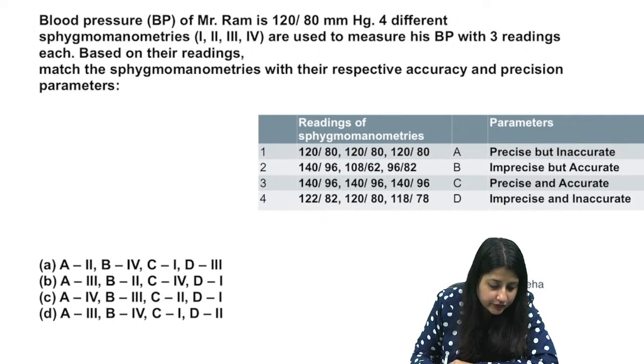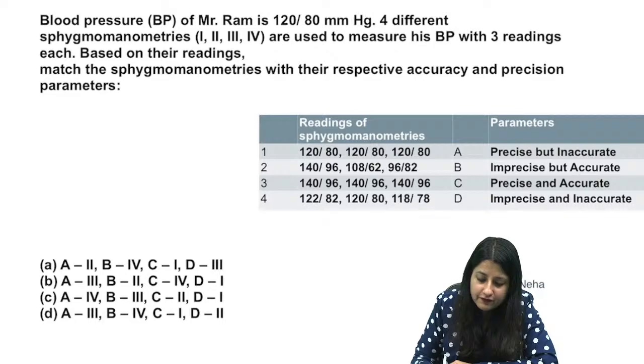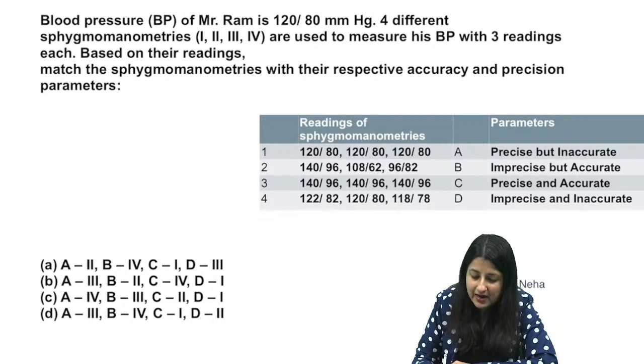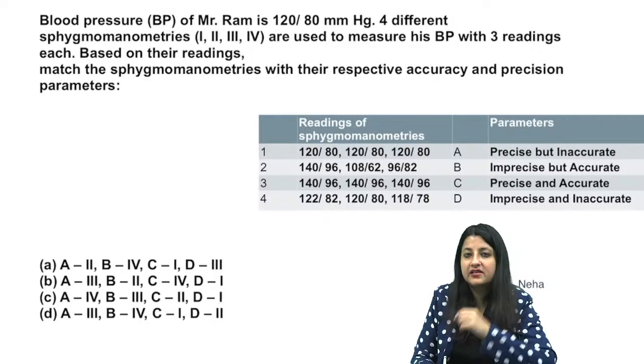What is the answer to this? We are taking the blood pressure of Ram. Four different sphygmomanometers were used. Based on the readings, match the sphygmomanometers with their respective accuracy and precision parameters.